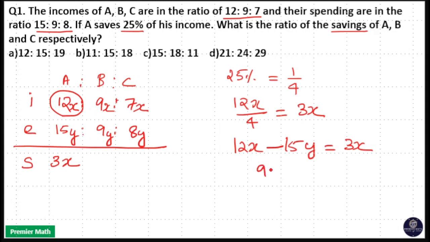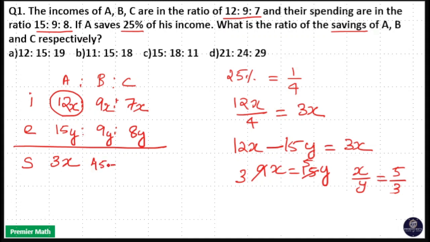Here 9x is equal to 15y. If I cancel with 3, that is 3x is equal to 5y. That means x by y is equal to 5 by 3. If I put x value as 5 and y value as 3 in these equations, that is income minus expenditure, you will get the savings. That is 9x minus 9y is equal to 9 into 5, 45, minus 9 into 3, 27. Same way 7x minus 8y is equal to 7 into 5 minus 8 into 3, that is 35 minus 24.